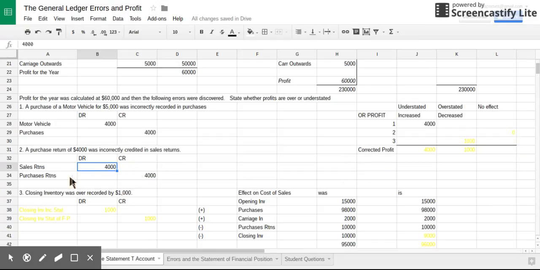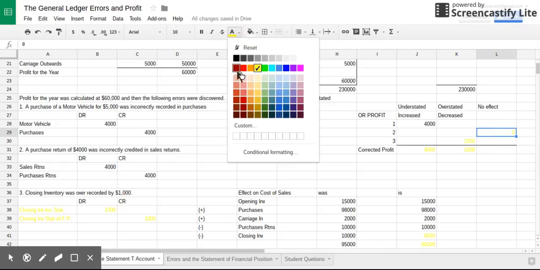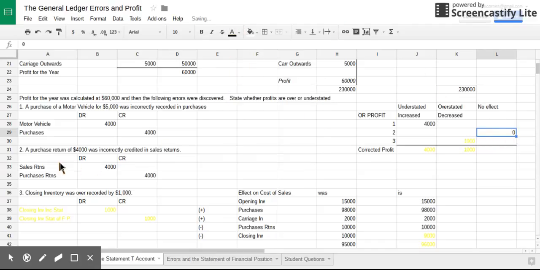So actually, for the second one, there's going to be no overall impact on profit because the entry in the sales returns, well, that's going to decrease my profit by $4,000. But because I've credited purchase returns, that's going to increase it by $4,000. So that's going to have no effect overall. And I've got a final entry here.